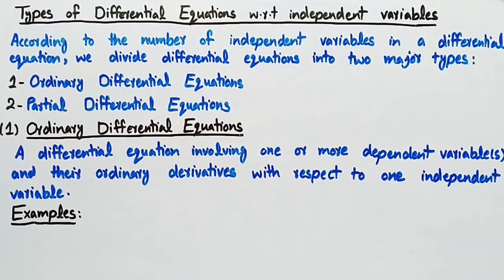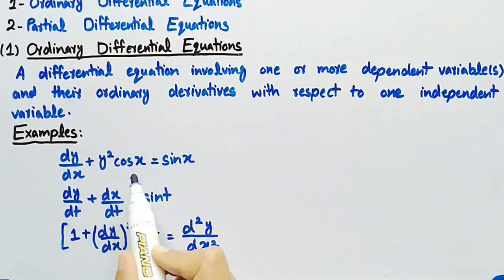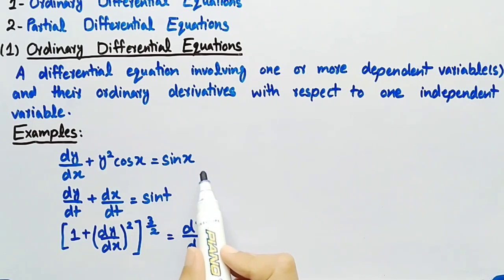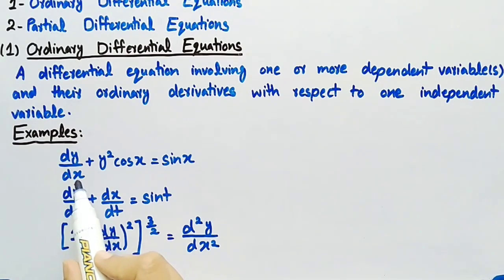Let's see few examples of ordinary differential equations. dy by dx plus y square cos x equal to sin x is an ordinary differential equation with one independent variable x and one dependent variable y.